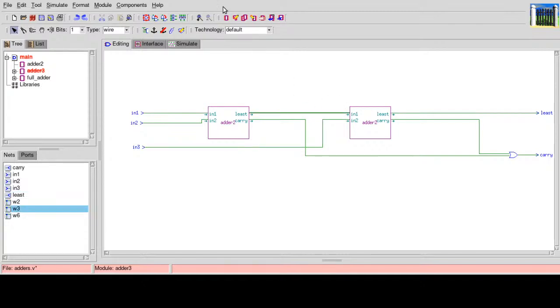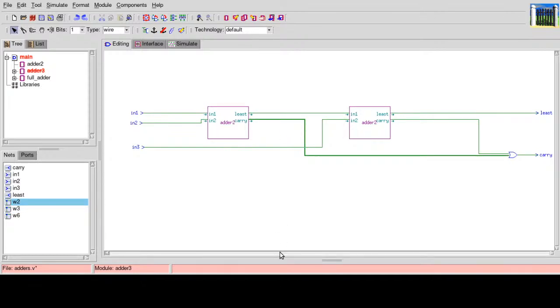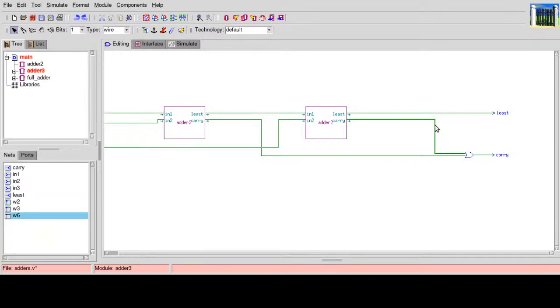Okay, now these are 2-bit adders, so you get a carry. You get a carry from the first addition, and you get a carry from the second addition. So the first addition has a carry and the second addition has a carry, and you say, well, what do I do with those carries? You add those 2 carries together and you get your final carry right there, like that.